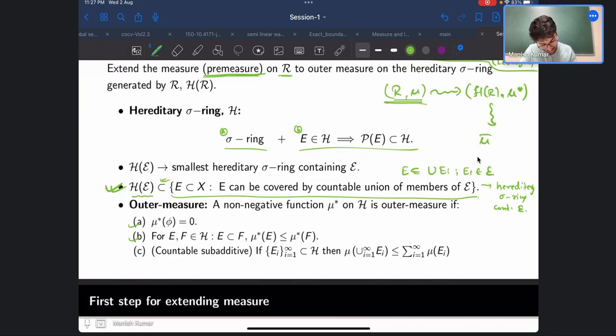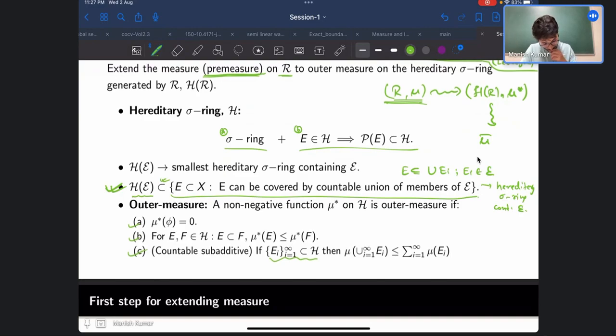And it should be countably subadditive. That is, if you have a collection of E_i in H, then the measure of the union should be less than or equal to the sum of the measures of each of the sets. So these are the three things that mu star should satisfy for being an outer measure.